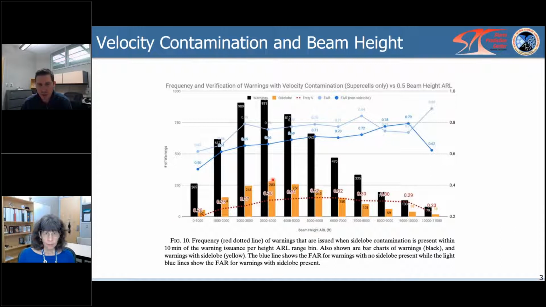32% of all tornado warnings had a presence of sidelobe contamination in the 5,000 to 6,000 foot radar bin. But really, it's very common anywhere from that 3,000 to 8,000 foot range or so, which kind of makes sense. That's the height where your beam is going to be just below the echo overhang and where you're most likely to hit some sidelobe contamination. But it was interesting to see just how high those numbers were.